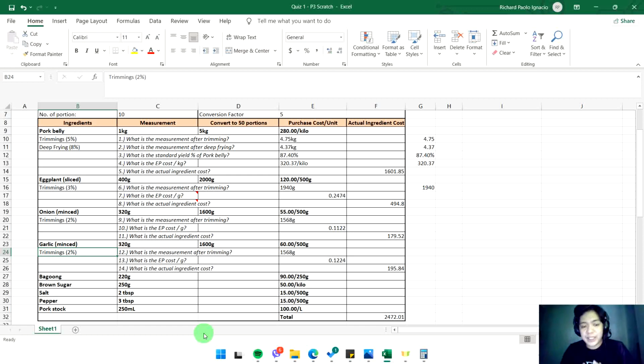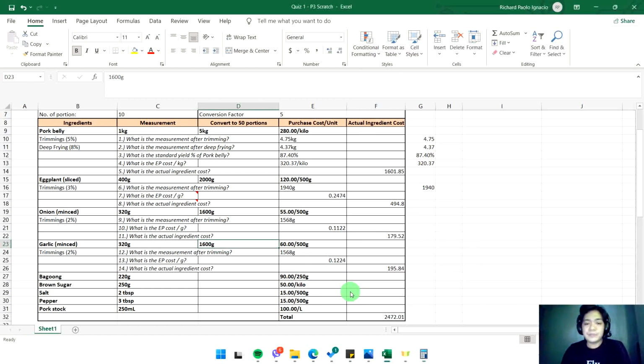Kaya, we have to keep our wastages to a minimum. Para hindi ganun kataas yung pagtaas ng presyo niya. Para hindi rin ganun kamahal ang ating magiging presyo ng ating ibebentang product. So, yun. Kaya natin siya may na-multiply dito sa as purchase weight kasi nga, gusto nating malaman kung magkano ba talaga yung binabayad natin after getting the edible portion, after deducting the wastages. Magkano yung actual ingredient cost.